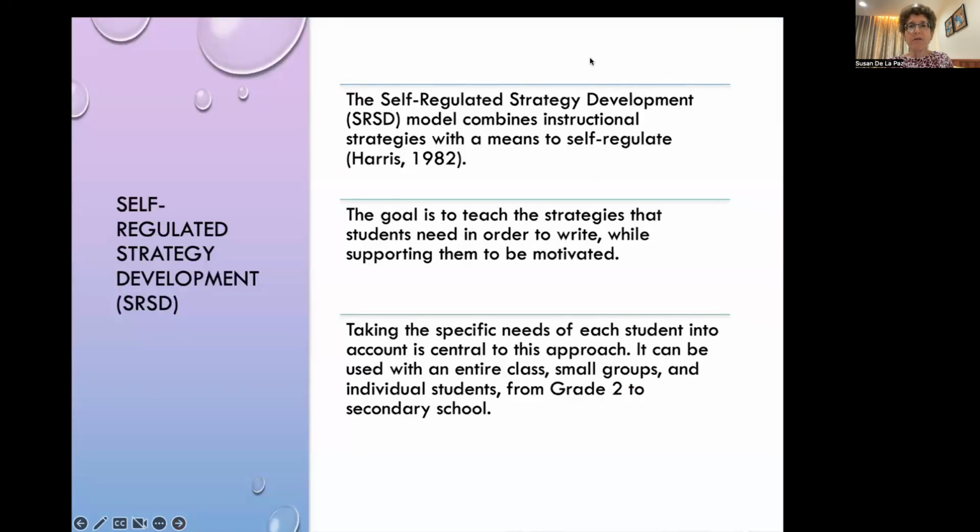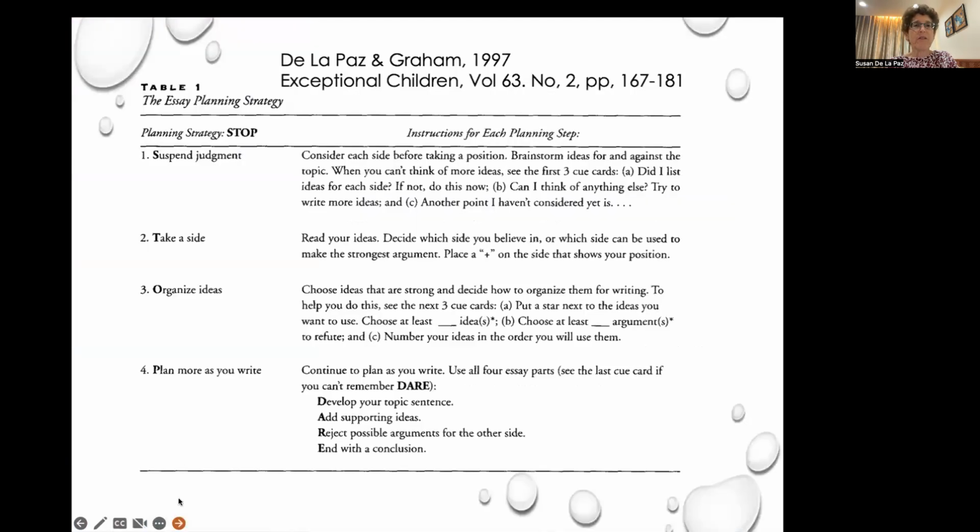Well, let me just stop and say a little bit about what SRSD is. Self-regulated strategy development. It's a model that combines instructional strategies with a means to self-regulate. And this approach was developed by Karen Harris in 1982. The goal is to teach strategies that students need in order to write while supporting them to be motivated. Taking specific needs of each student into account is central to this approach. It can be done with an entire class, small groups, or individual students from second grade through secondary school, high school.